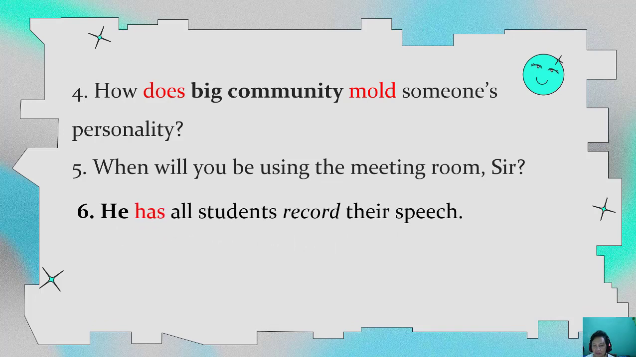Okay, the next. Number 6. He has all students record their speech. Has and record. There are two verbs. Which one is the predicate? Of course, this one. Why not this? I just tell you that the predicate always explains the subject. Record explains the students, while the students is not the subject. The students is the object. That's why record is not the predicate.